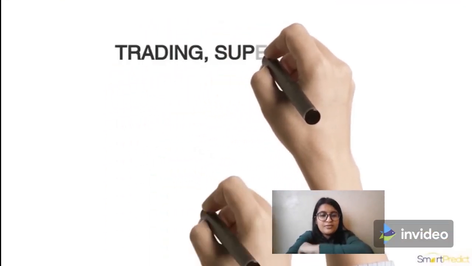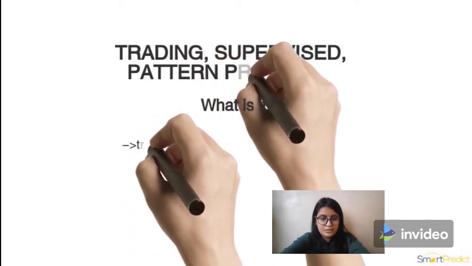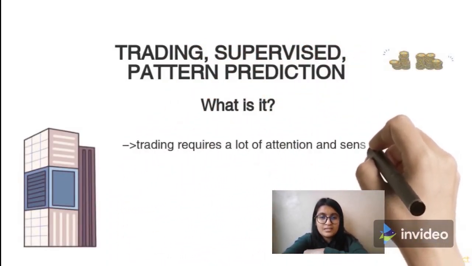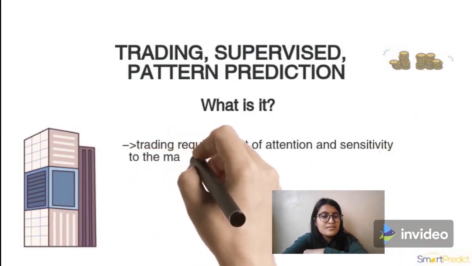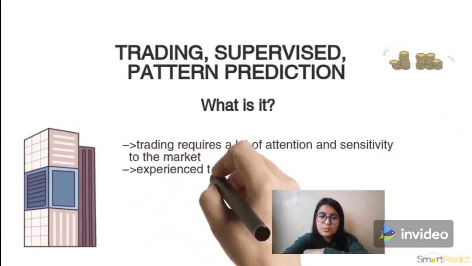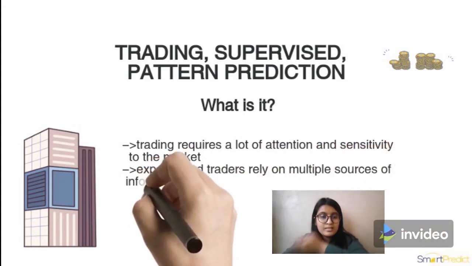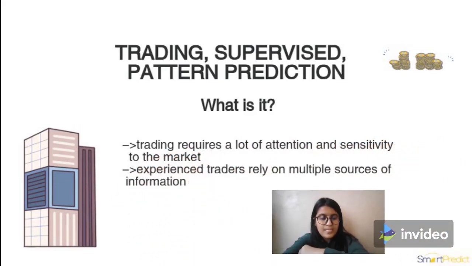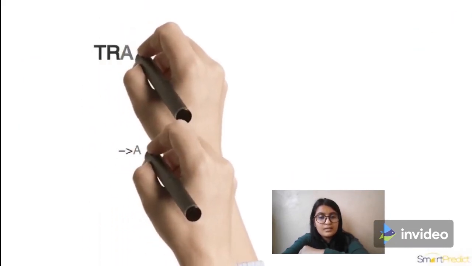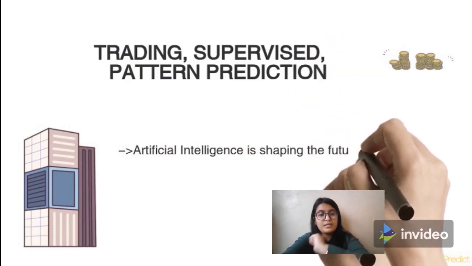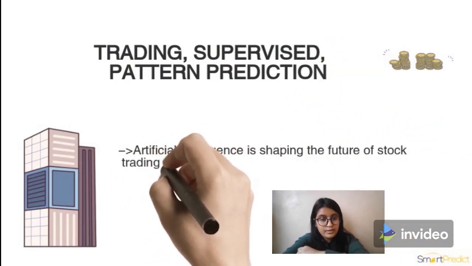Let's continue with trading supervised pattern prediction. Trading requires a lot of attention and sensitivity to the market. Experienced traders rely on multiple sources of information such as news, historical data, earning reports, and company insiders. Now, AI is shaping the future. Artificial intelligence is shaping the future of stock trading.